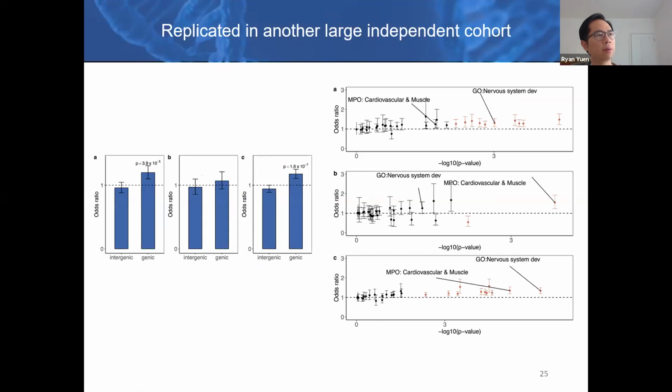Using MSSNG, we use another approach instead of burden analysis. We use a transmission test to see how often the expanded repeat would be transmitted to the child for a subset of function compared to the rest. So we were able to replicate what we found in the Simons Simplex Collection, where we compare only the individuals with ASD and without ASD within the family. Here, we're simply looking at the transmission within the Simons Simplex Collection and also within the MSSNG collection. And it's quite reproducible. Combining the two, we also see the same phenomenon where the top hit functions were nervous system development or cardiovascular muscle development.